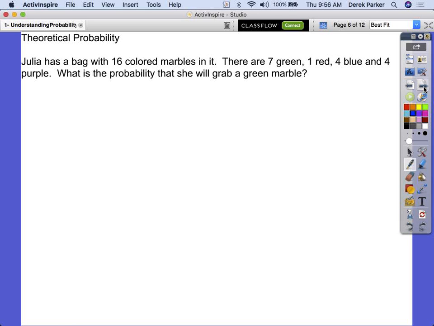Theoretical probability once again. Julia has a bag with 16 colored marbles in it. Okay, so those are all the outcomes you get. There are 7 green, 1 red, 4 blue, and 4 purple. What is the probability that she will grab a green marble? So go ahead and put this video on pause, and I want you to try that right now.